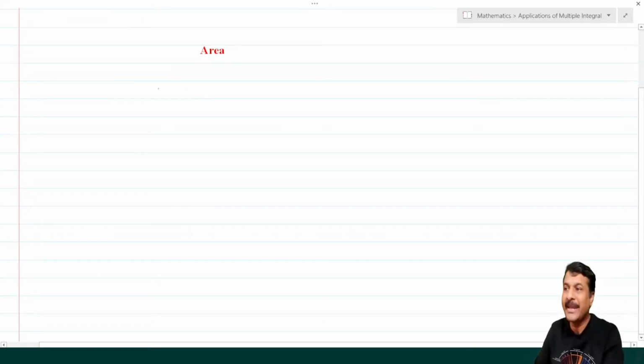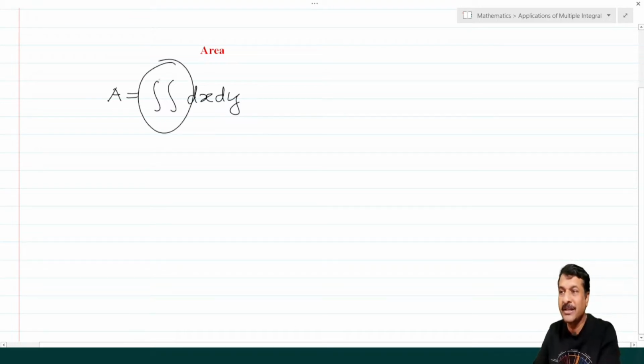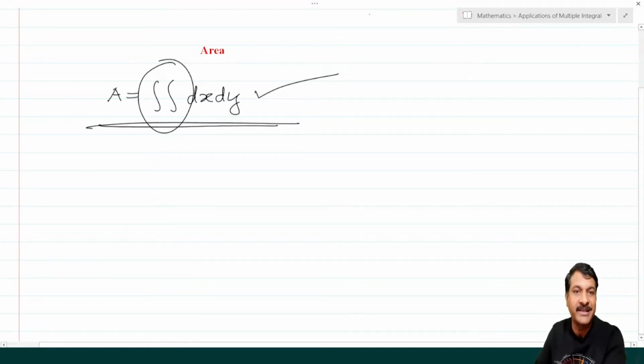So what you have to remember? In short, you remember area A equal to double integration dx dy, bounded by whatever the curve. So find the limits of that, substitute here and evaluate this. This is your formula. So finally you remember only this, area equal to double integration dx dy.